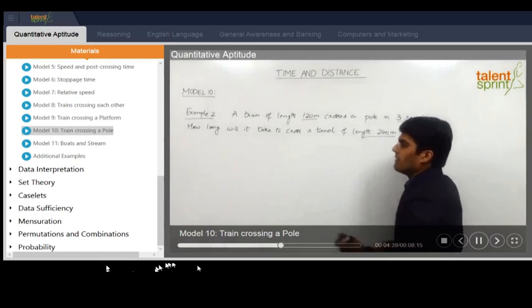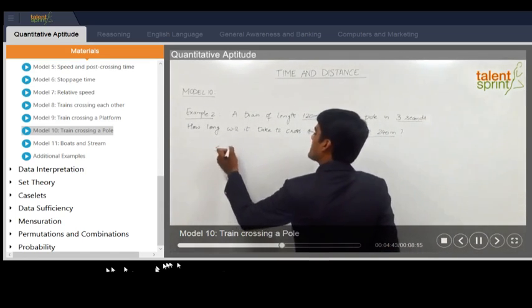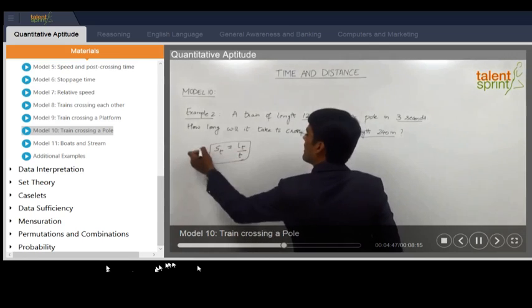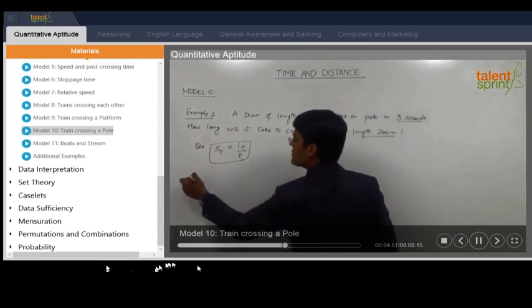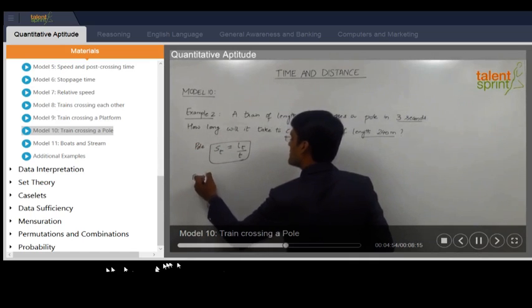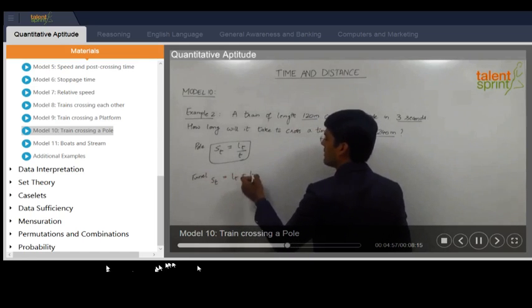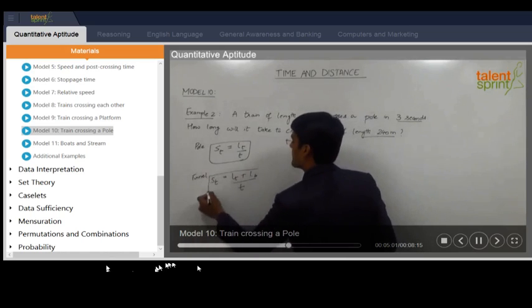Now, we know that the equation to be used when the train is crossing a pole is speed of the train equals length of the train by time. That is for a pole. And for an object like a tunnel, the equation to be used will be speed of the train equals length of the train plus length of the tunnel, or length of the second body, divided by the time.